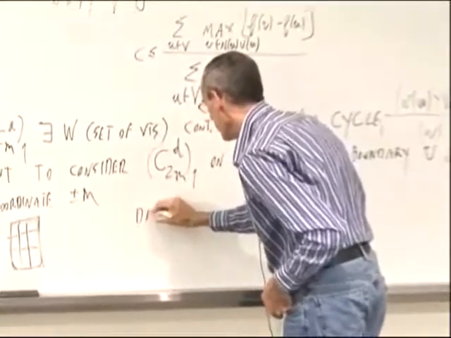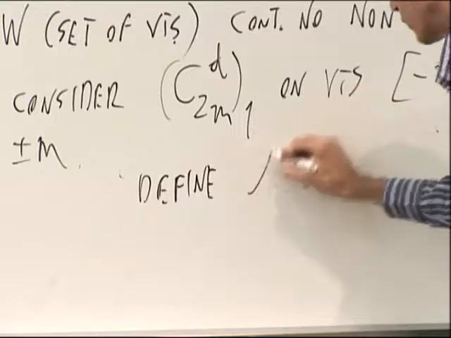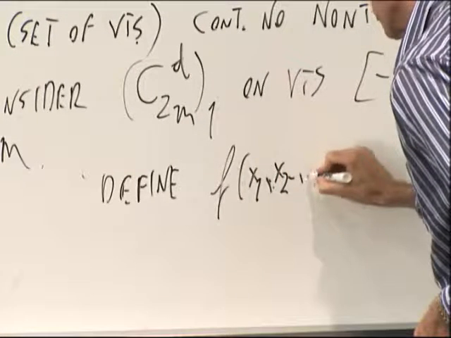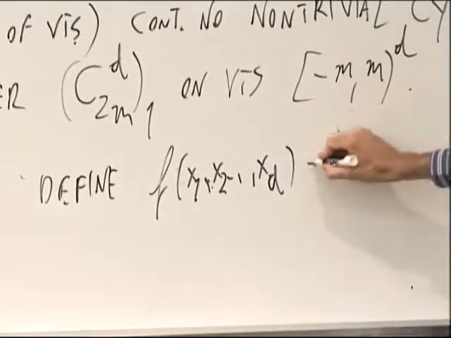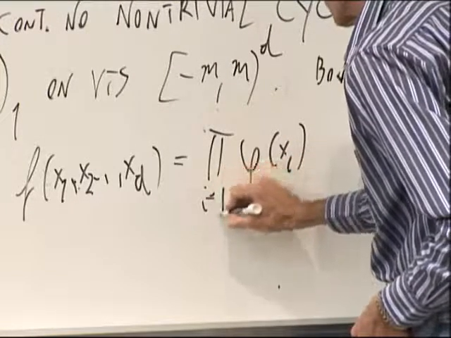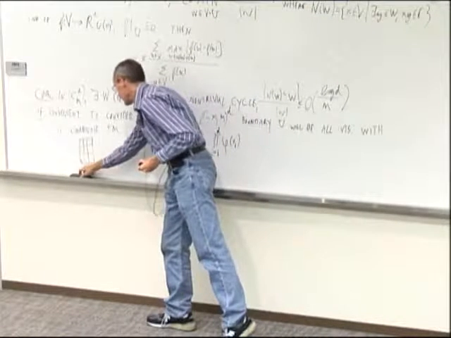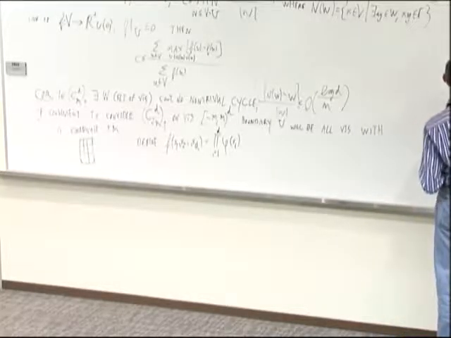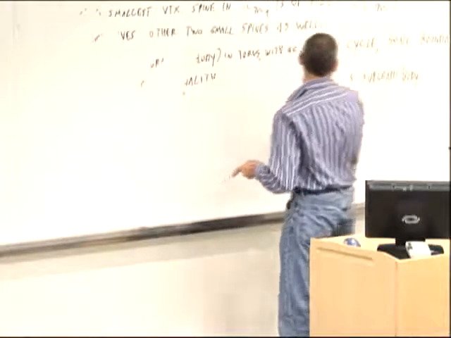So define f. Anyway, I'm not going through the precise computation, but it's not difficult. So define f of x1, x2 up to xd, this is a typical vertex of the torus. So this will be the product of phi of xi, i goes from 1 to d. It's a product over the coordinates. And the function phi, yeah, I want to say something on step b, and I want to finish on time.